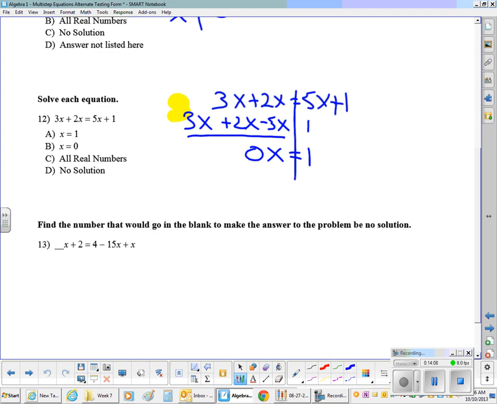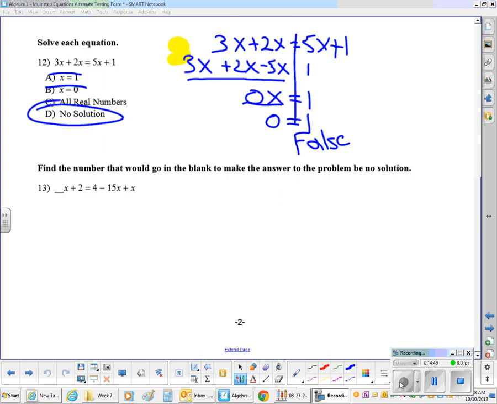If I have 0x equals 1, I think most people can get to this point. They then get confused, though, about what they're supposed to do. Anytime you see a 0 in front of the variable like this, you know it's going to be one of the 2 special cases. Okay, so we already know it should be C or D. It's not going to be A or B because there's a 0 in front of the variable. So then we have to ask, is it all real numbers or no solution? Well, 0 times x is 0, and 0 equals 1, which is false. And we know that false answers lead to no solution.